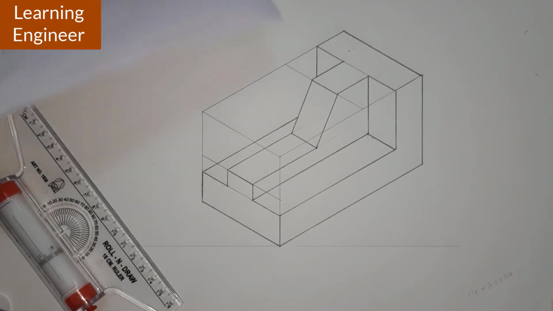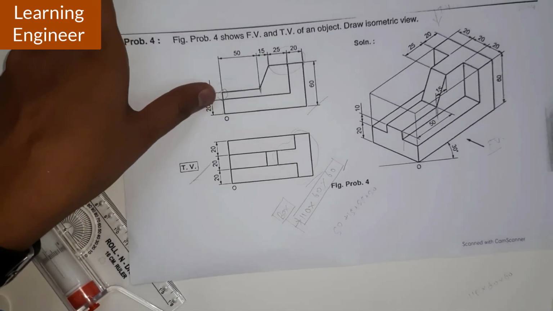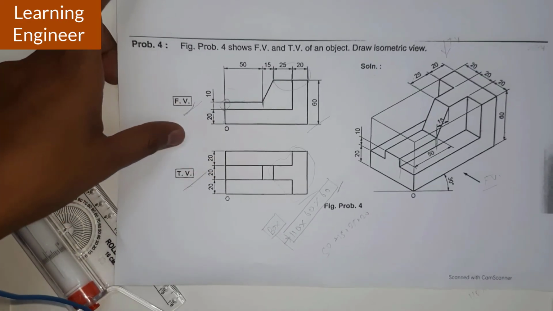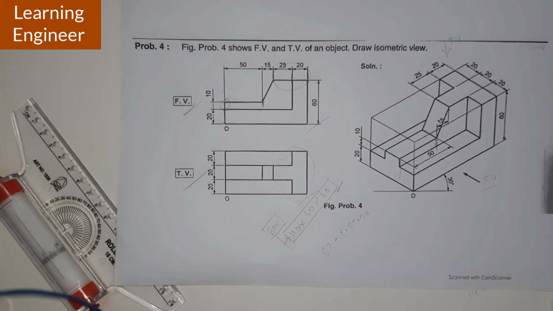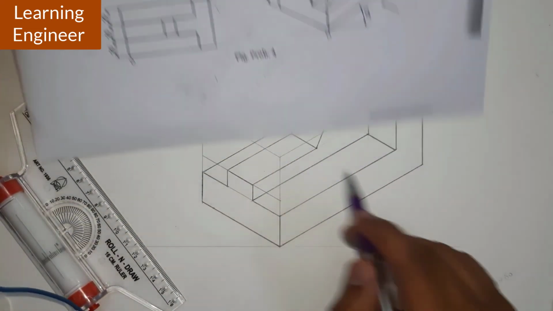So this is how we have been given the front view and the top view, and we have first identified the box size, then we have drawn the box, we have drawn the isometric view as per the given front view and top view.